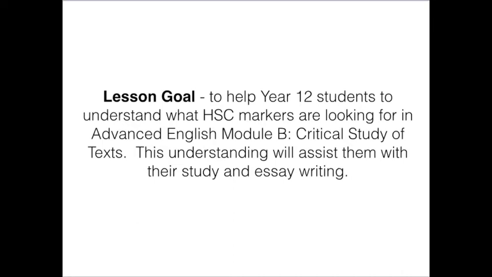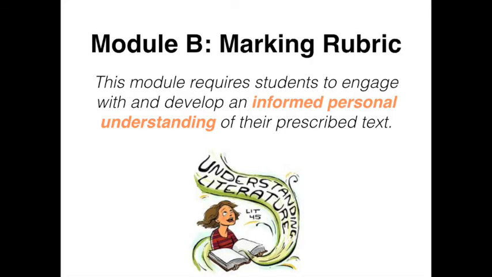The aim of this lesson is to analyse the rubric for Advanced English Module B, Critical Study of Texts. The knowledge and understanding developed will assist Year 12 students with their study and essay writing. The rubric states this module requires students to engage with and develop an informed personal understanding of their prescribed text.